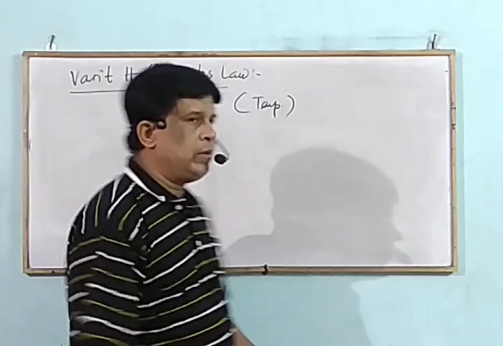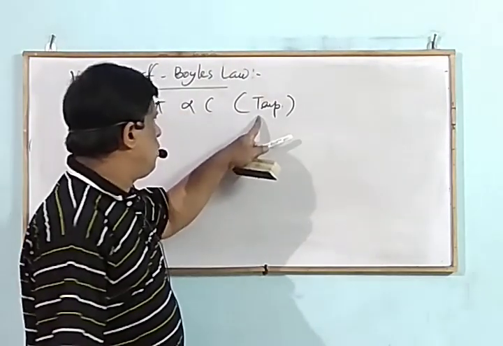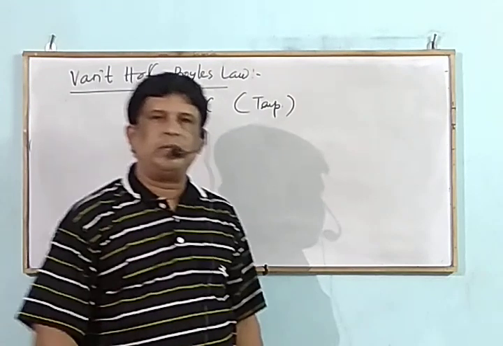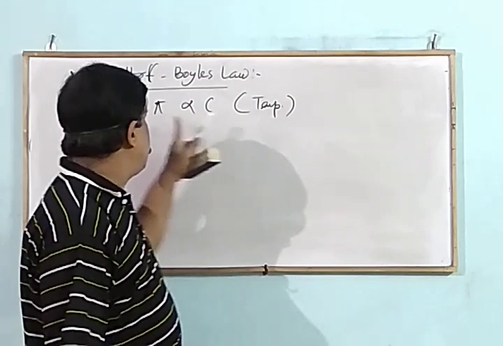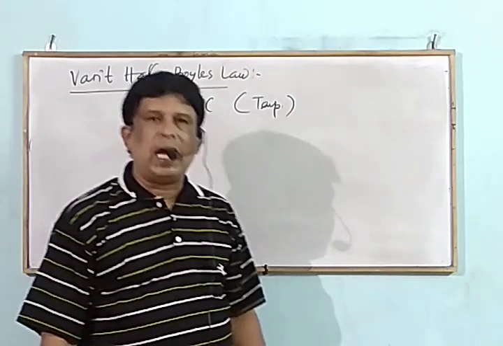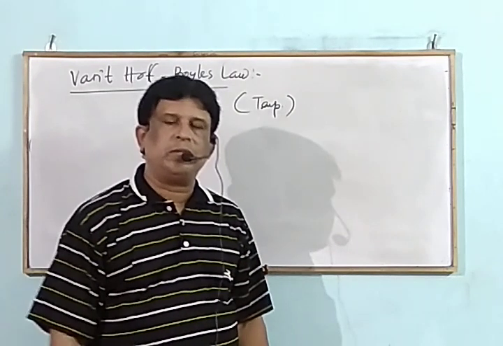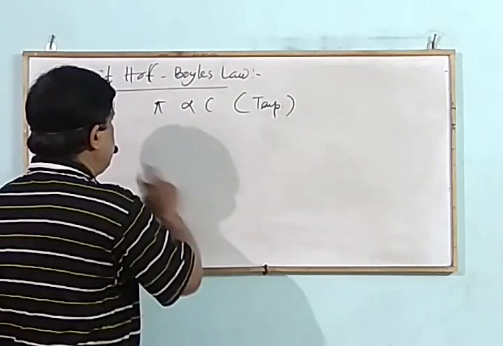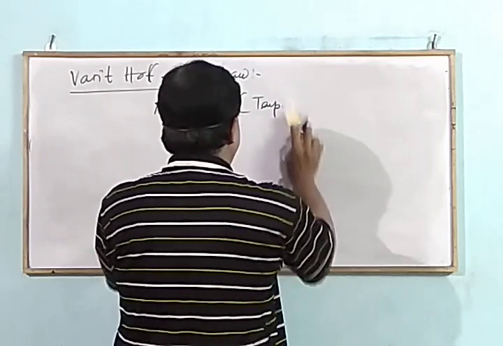This law states that at constant temperature, the osmotic pressure of a dilute solution is directly proportional to its concentration. Mathematically, pi is the osmotic pressure, C is the concentration, where the temperature remains constant.